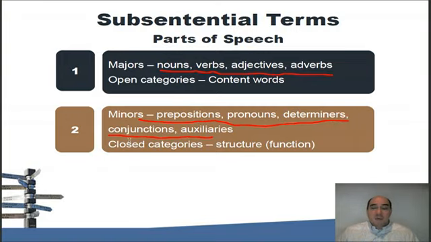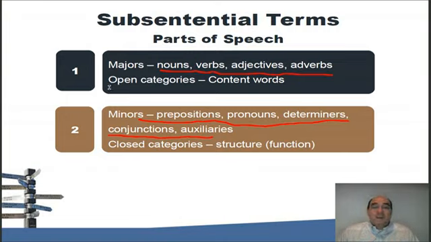Conjunctions, I'm assuming you all know from conjunction junction. Remember that little, I forget what it was, Grammar Rock, right? If you remember those. We might look at those later on in the semester. Anyway, conjunctions: and, so, but. And then auxiliaries. Auxiliaries are basically your helping verbs and also all of your modals. That's where they go.